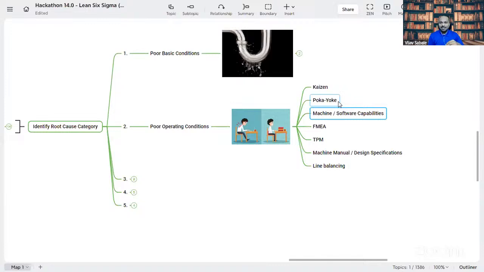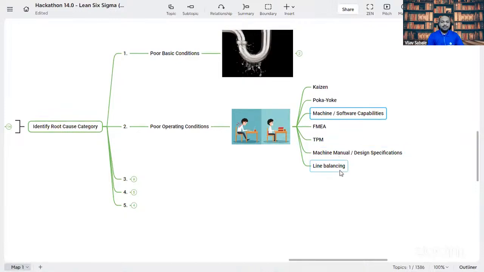Thank you so much, Ramkrishna and Sachin as well. So we can use some of this. We can use the FMEA, machine manual, or design specification. We can go through it and understand what the machine's design specifications are. The machine is designed to operate at which conditions, the software is designed to operate under which conditions, right?